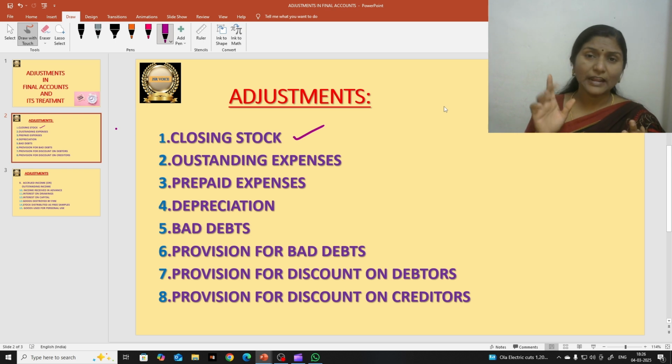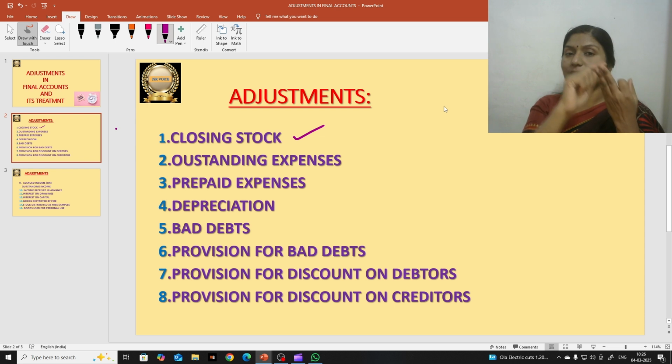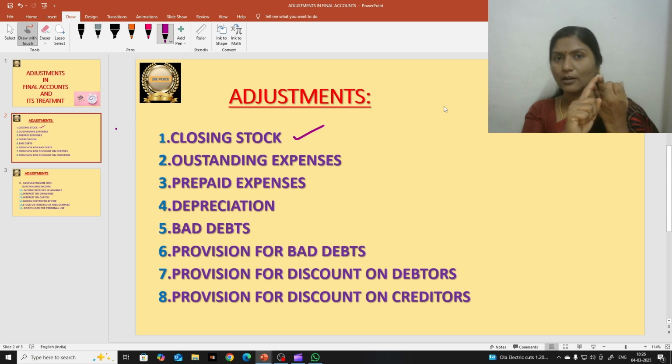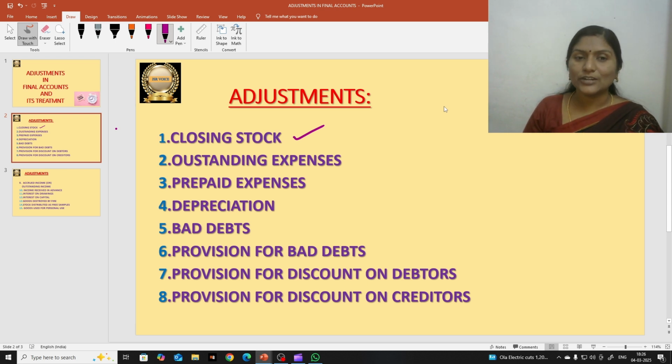Every adjustment we are going to write 2 times in the final accounts. Second time it appears in the balance sheet compulsorily, for most of the adjustments, and first time it appears either in the trading account or in the profit and loss account. So let us discuss each adjustment and its treatment now.